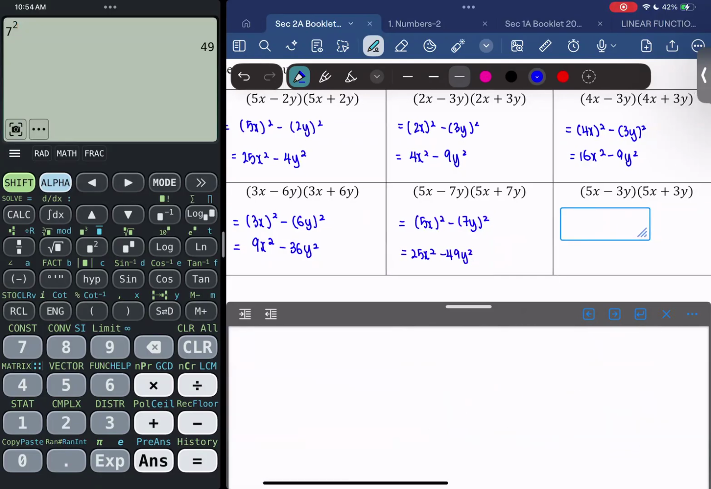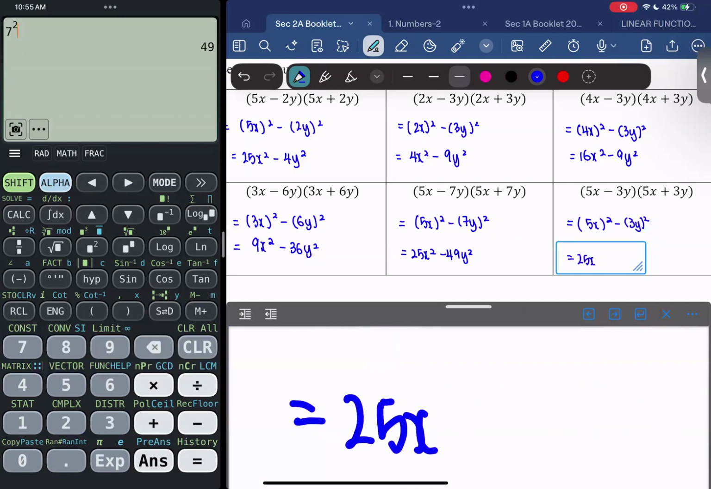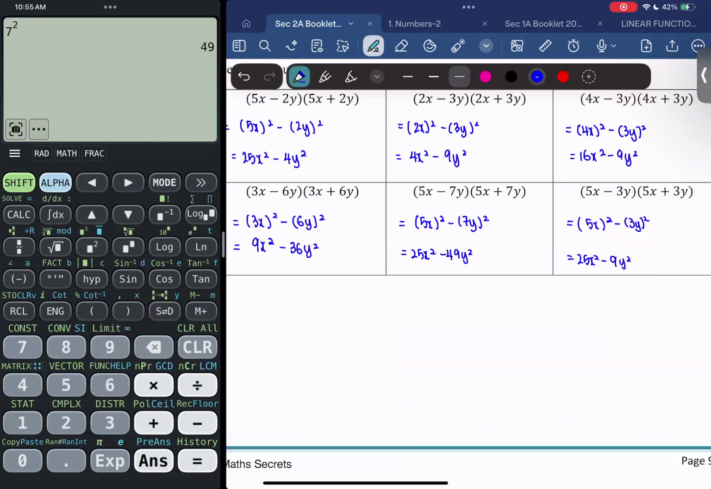Okay, last one. Someone help me. No voice really. Anybody? Okay, anybody come quick. Anyone? Anybody? Faster. Now can I do? Sure. 5x squared minus 3y squared is 25x squared minus 9y squared. Okay, very good.